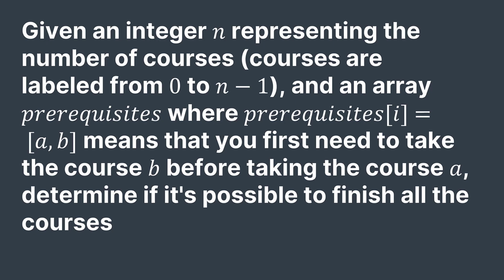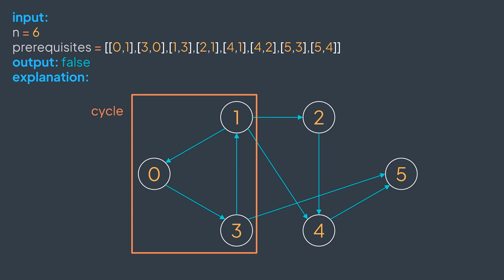So we are given an integer n representing the number of courses, and an array prerequisites where prerequisites of I is equal to [A, B] means that you first need to take the course B before taking the course A. For example, if we have this input, the output should be false, because to take course 3 we must have taken course 0, and to take course 0 we must have taken course 1, and to take course 1 we must have taken course 3.